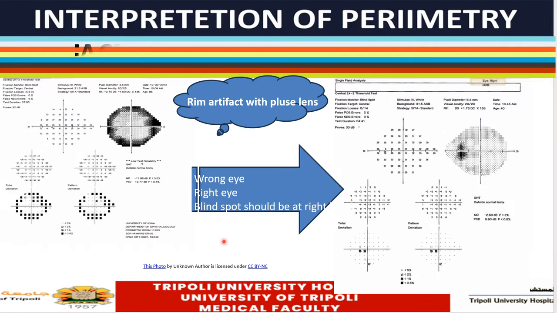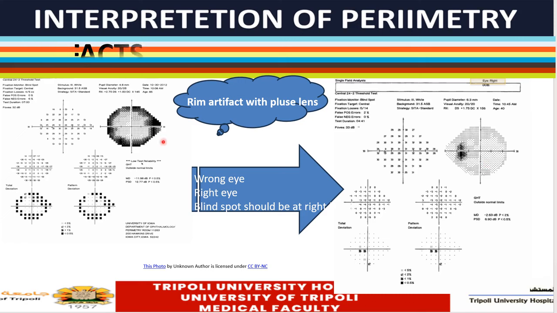Here I will show some of the common artifacts that happen. For example, on the right side here, you can see that this is the visual field of the right eye, and by mistake, the perimetrist examined the left eye. So this is the right eye, but you can see that the blind spot is present in the left. So this is the blind spot of the left eye, and this is the field of the right eye. So this is one of the common mistakes.